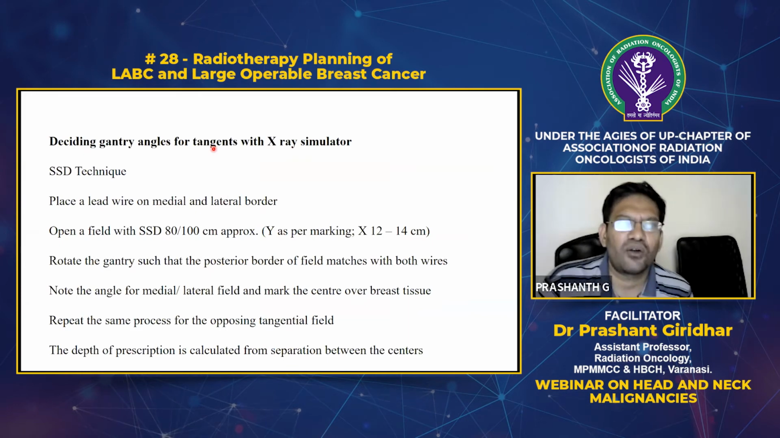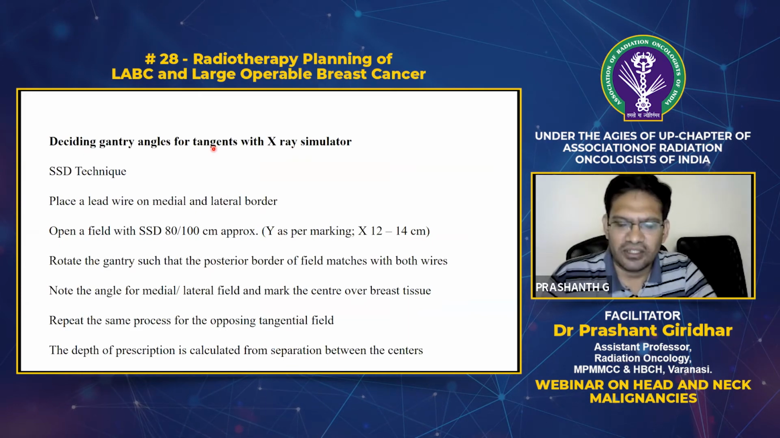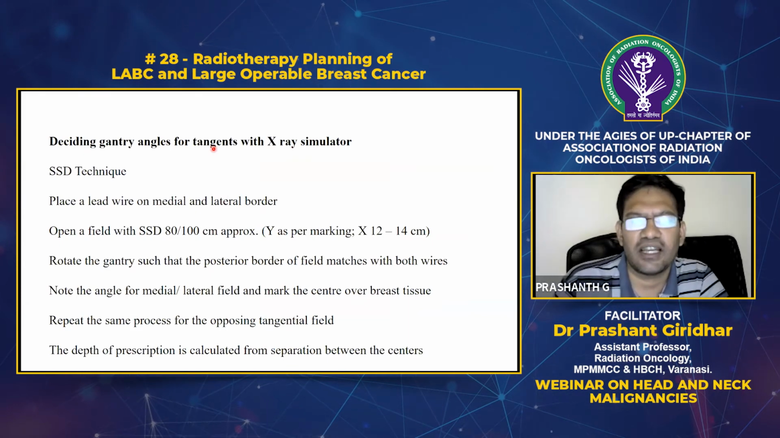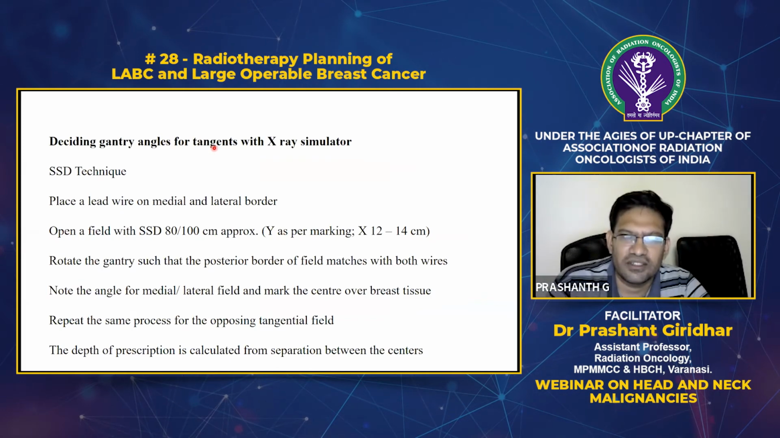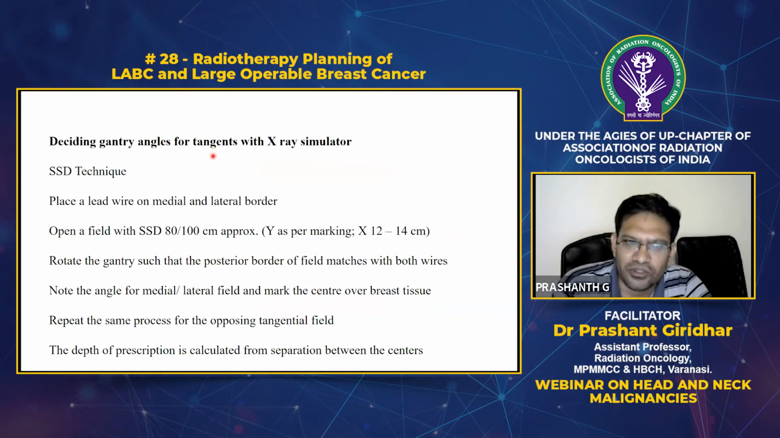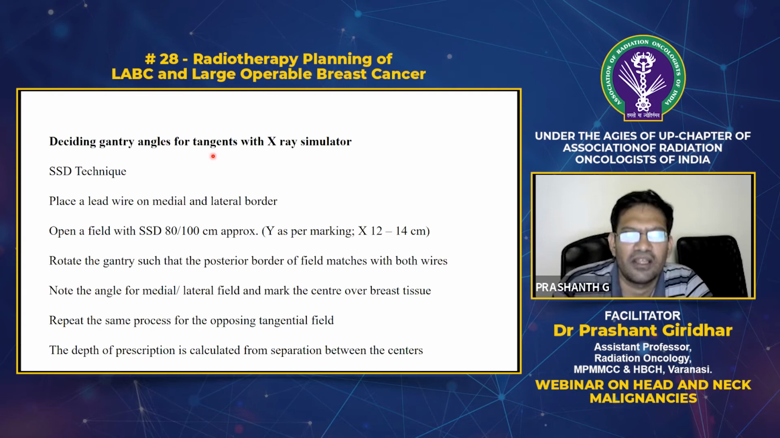Then, how do you decide gantry angles? So now that the fields have been marked, we need to decide the gantry angles. So the first point to note is, even though there are two fields, usually an SSD technique is used for whole breast or chest wall radiation planning.